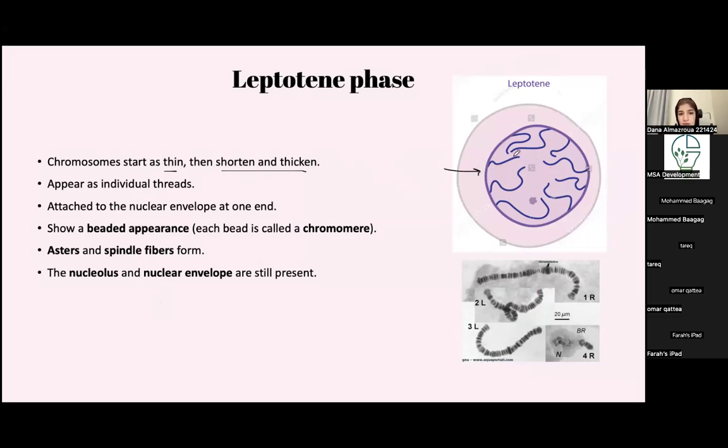They're attached to the nuclear envelope at one end. So if you see here, this thread is attached to the nuclear envelope at this one end, but the other end, it's not attached to it. So this is just explaining the appearance. It shows a beaded appearance. Each bead is called a chromomere.